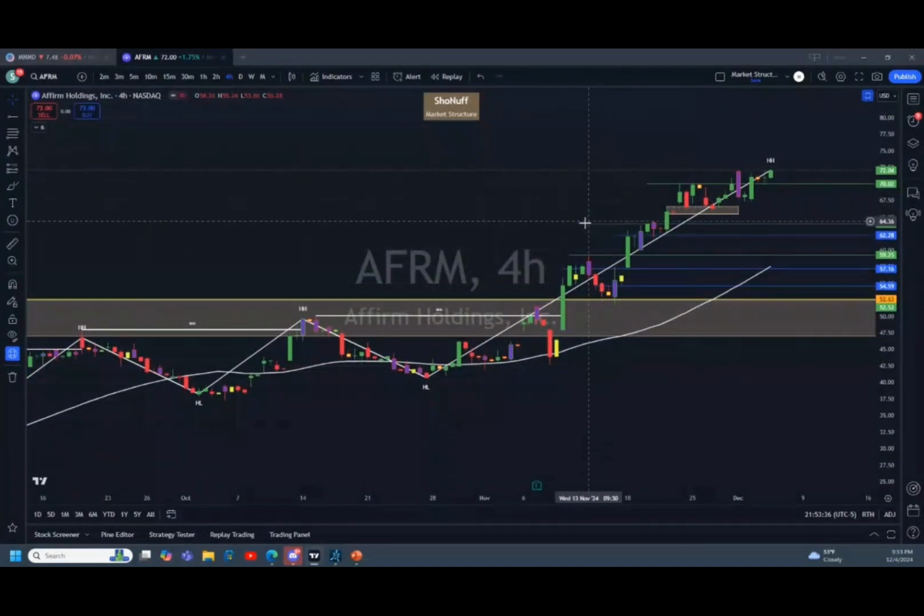Same thing with Affirm. Affirm's been better though. If you got in back here, that was a pullback. It gave you an entry. But I think this was after earnings, so it did give an entry there.